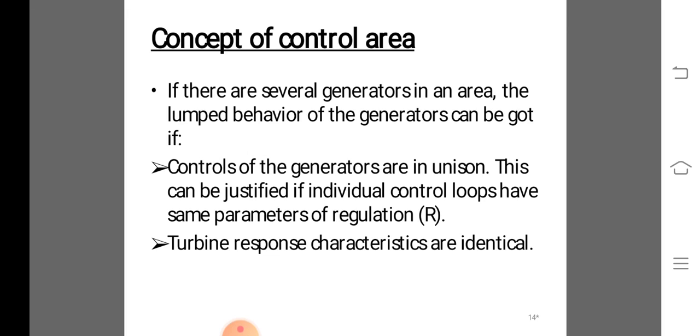Although each generator will have a separate speed governor, all the generators in the control area are replaced by a single equivalent generator, and the automatic load frequency control for the area corresponds to this equivalent generator. A single area system has a dynamic response. Now we are going to study the effect of disturbance in the system.